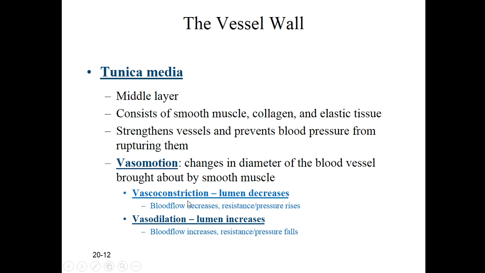haul away the trash. And so we can also just relax if they're too tight through an opposite process called vasodilation, where the lumen increases. Blood flow also increases. But what's the downside? The pressure falls. And so this is what we see many times in our patients when they pass out. They see blood, or they're too emotional, or they're suffering from some cardiovascular dysfunction, and they get lightheaded and they fall over, right? So here's the downside.